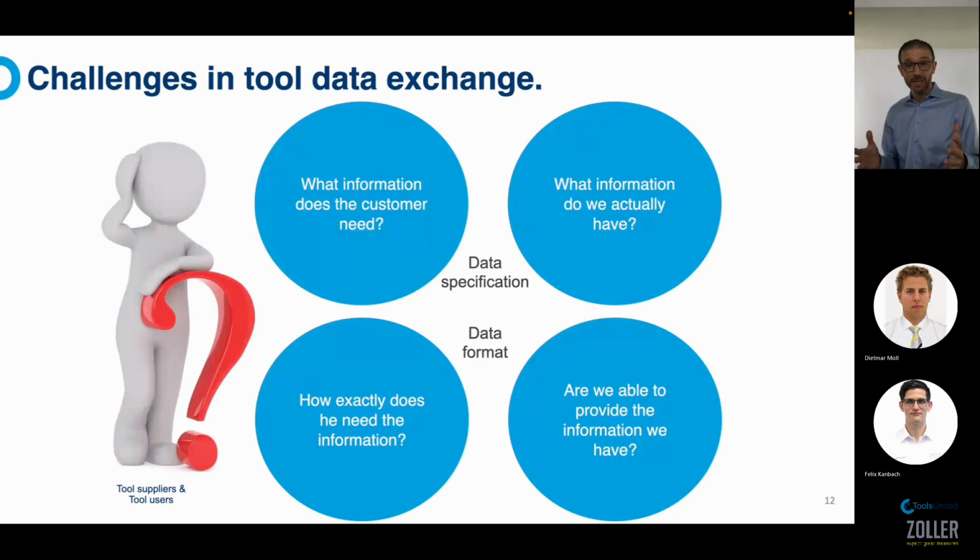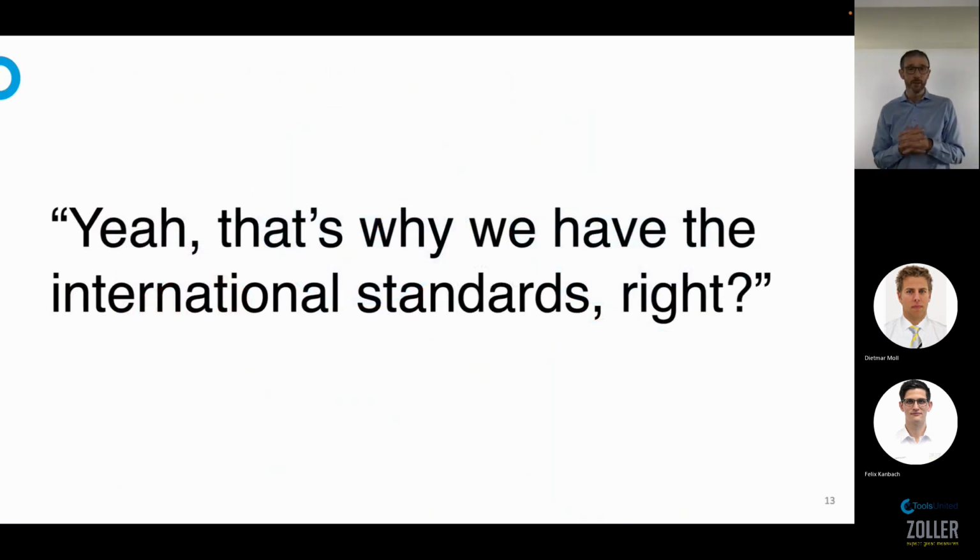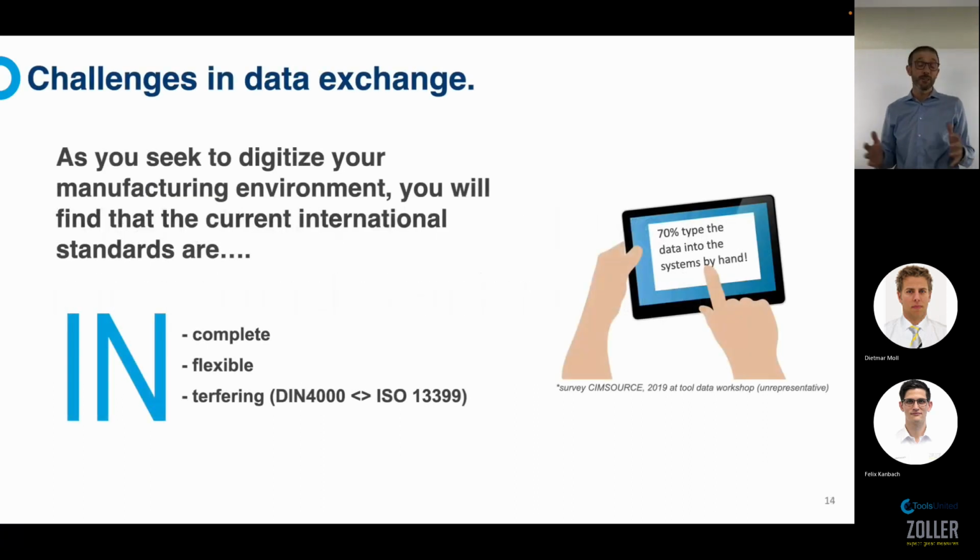And then even if we have it, now we have to say, are we even able to get it to them in a format that they need? So the typical industry answer to this is, yeah, that's why we have international standards, right? DIN, ISO, we're good. Well, they present a lot of challenges, right? So as you seek to digitize your manufacturing environment, you're going to find that the current international standards are, the way our folks in Germany describe it, oftentimes incomplete. They are normally very inflexible, and oftentimes they are interfering or contradicting with one another, right?